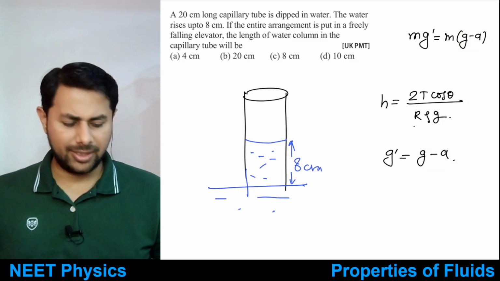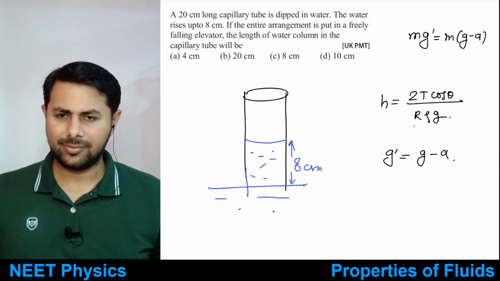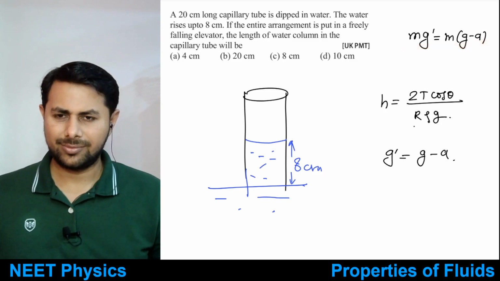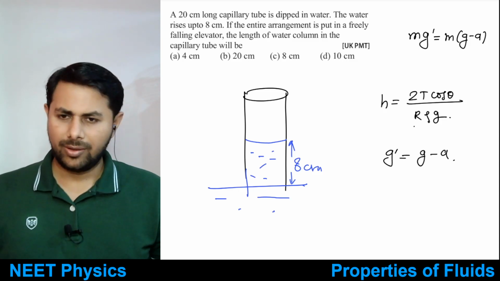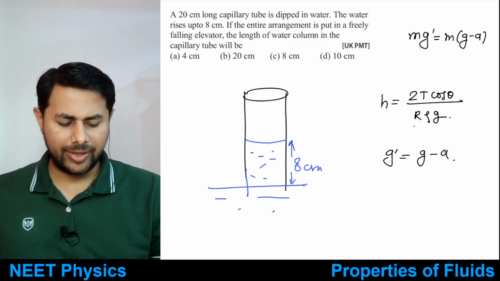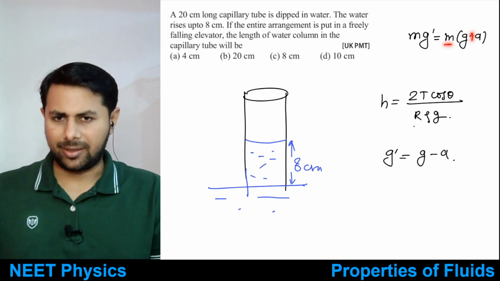Yes, no, is this thing clear? Everyone? Do you remember this formula? If the lift goes up, then what would be the weight? mg prime, and that is equal to what? m times g plus a.